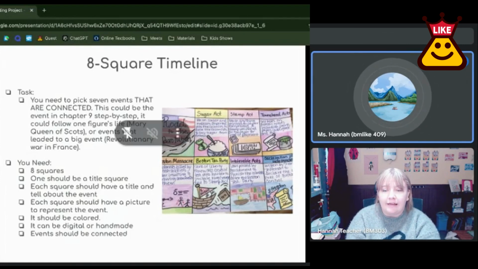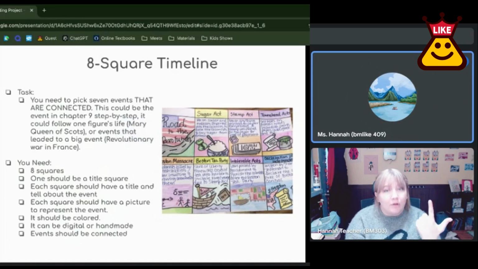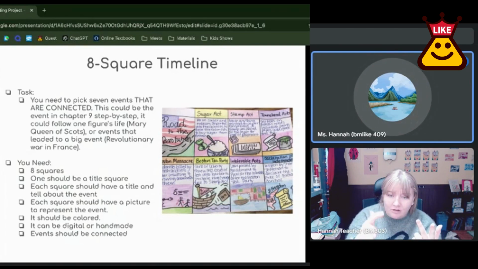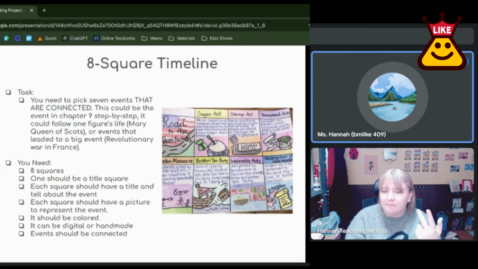Now, you could do it about a person, like the life of Mary Queen of Scots, or as I gave examples previously, events. To get 100, you need to have 8 squares. 1 square should be a title square. This one says Road to Revolution. Each square should have that title, description, picture. It should be colored. It can be digital or handmade, and they must be connected. If you're not sure, feel free to ask.